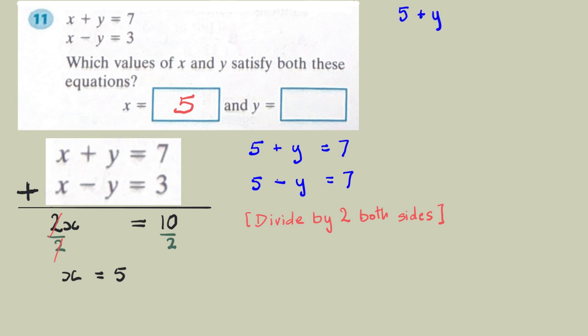5 plus y is equal to 7. If I want to know what y is, I'm going to need to take away 5 here and minus 5 here. And that way I know that y is equal to 7 minus 5, which is 2. Because these two cancel and I've got y is equal to 2. So I put it in my box.